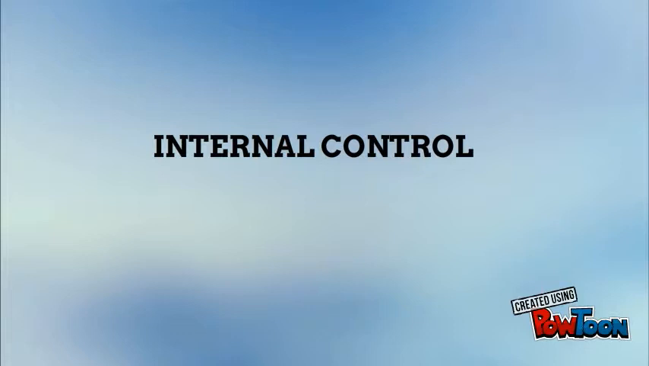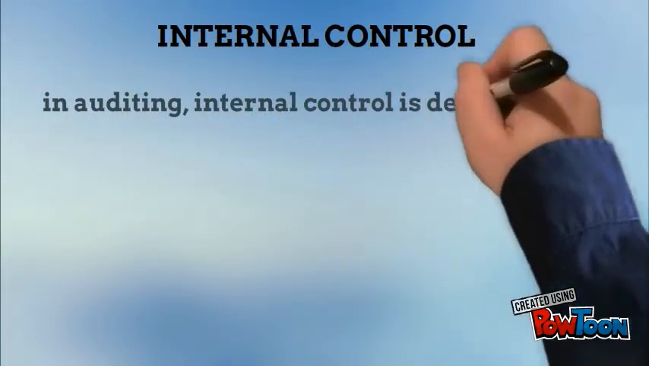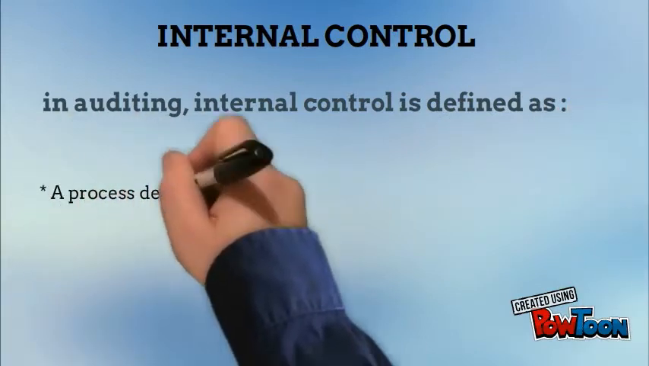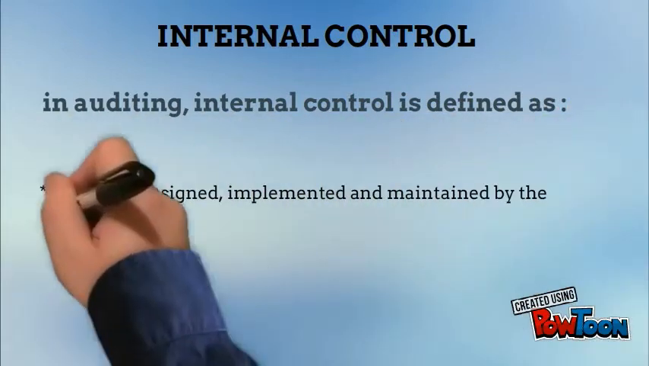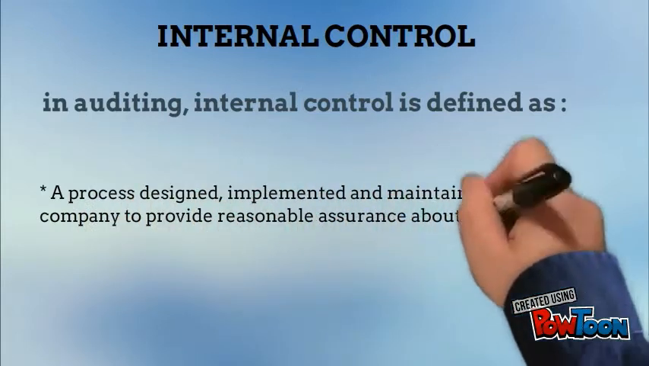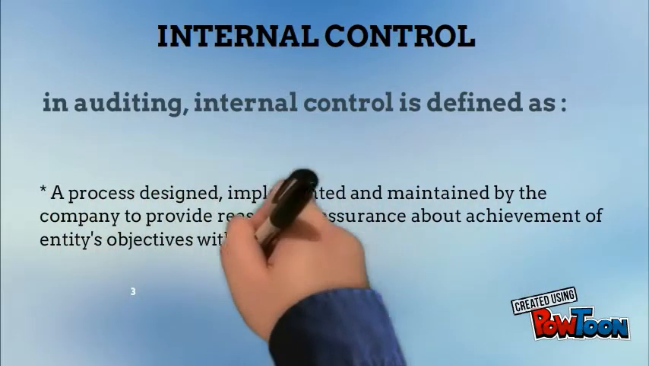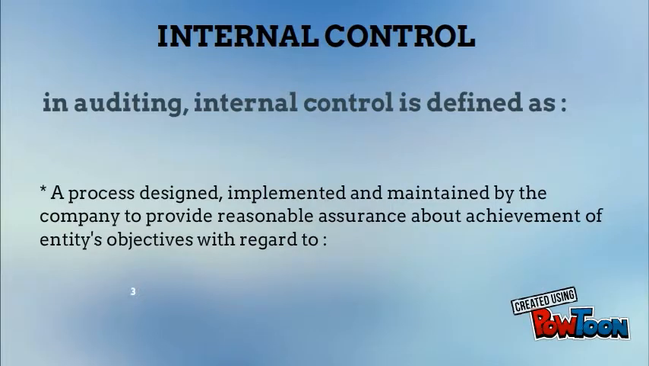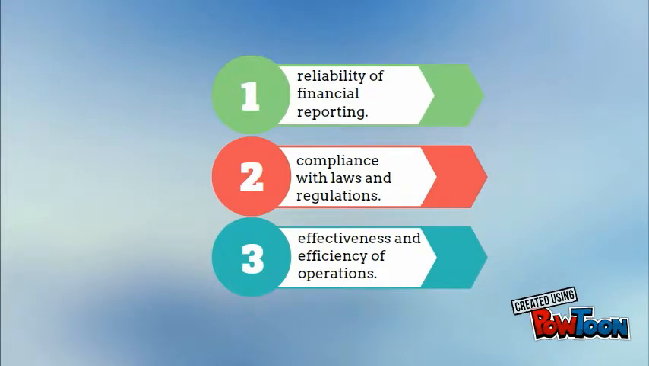Okay, now we go to the next subtopic, which is internal control. In auditing, internal control is defined as a process designed, implemented, and maintained by the company to provide reasonable assurance about achievement of entities' objective with regard to: first, reliability of financial reporting; second, compliance with laws and regulation; third, effectiveness and efficiency of operations.